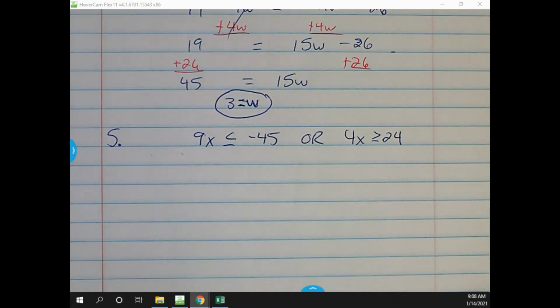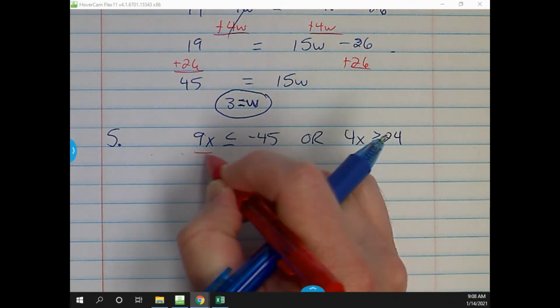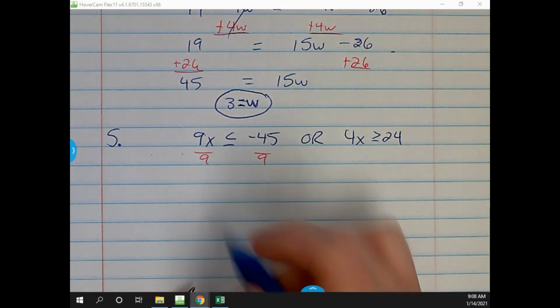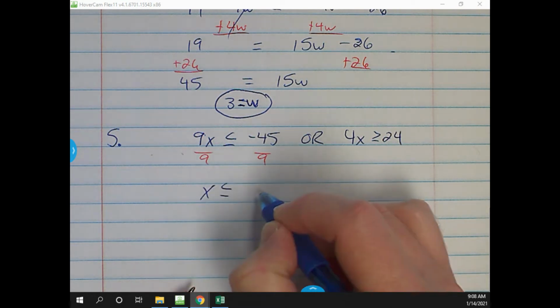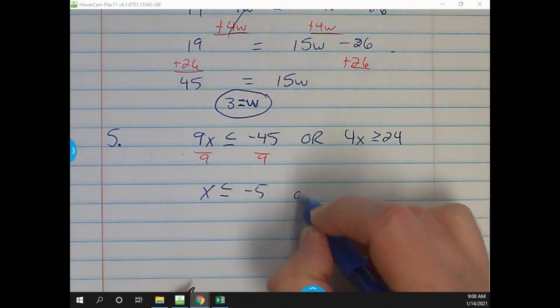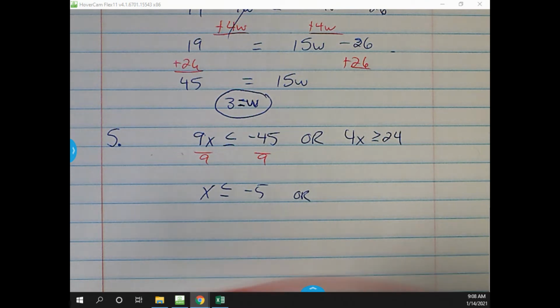Okay, and the solving on this one is really not bad at all because there's only one step to do on both parts of it. This one you're going to divide by 9. So this will be x is less than or equal to -5. This one you can divide by 4.